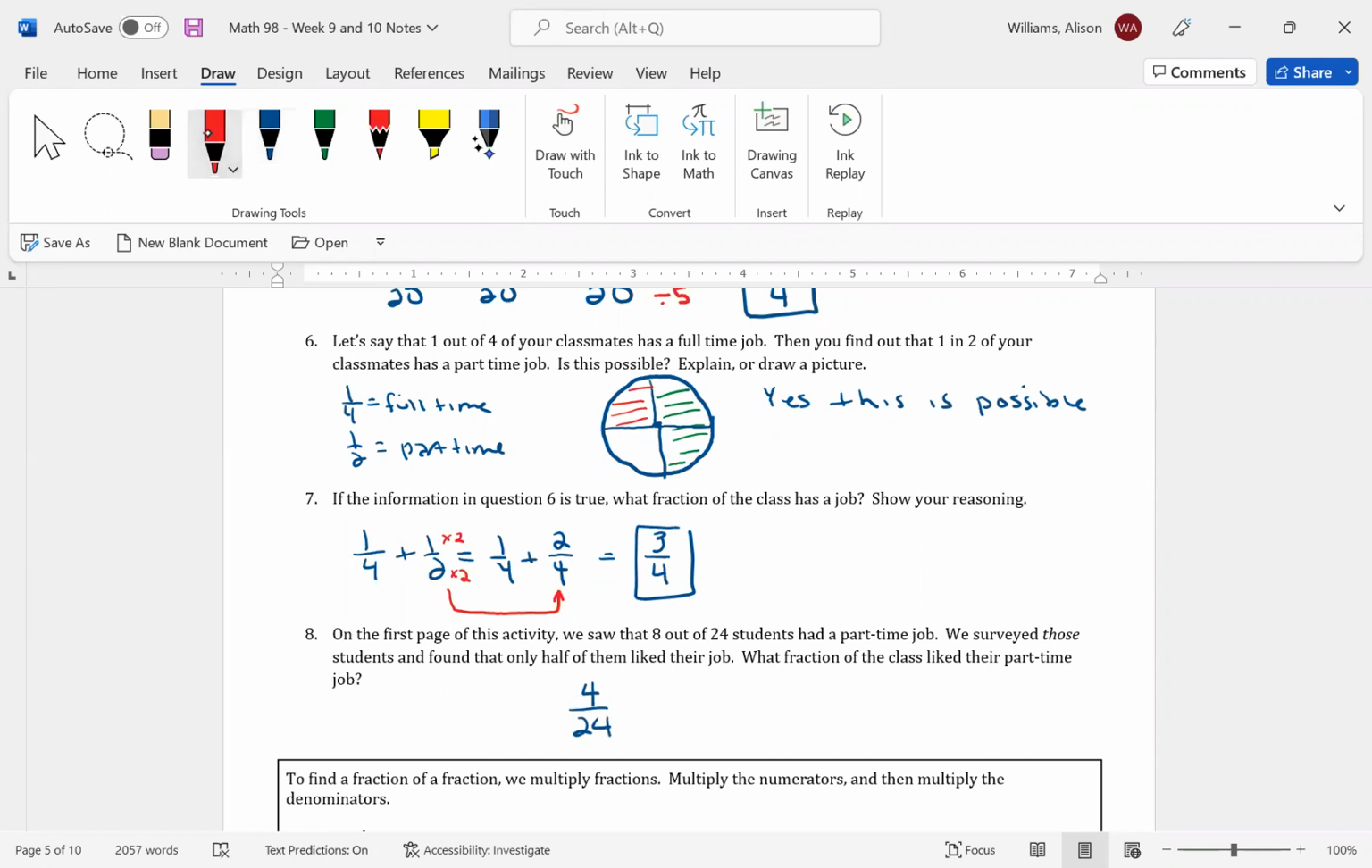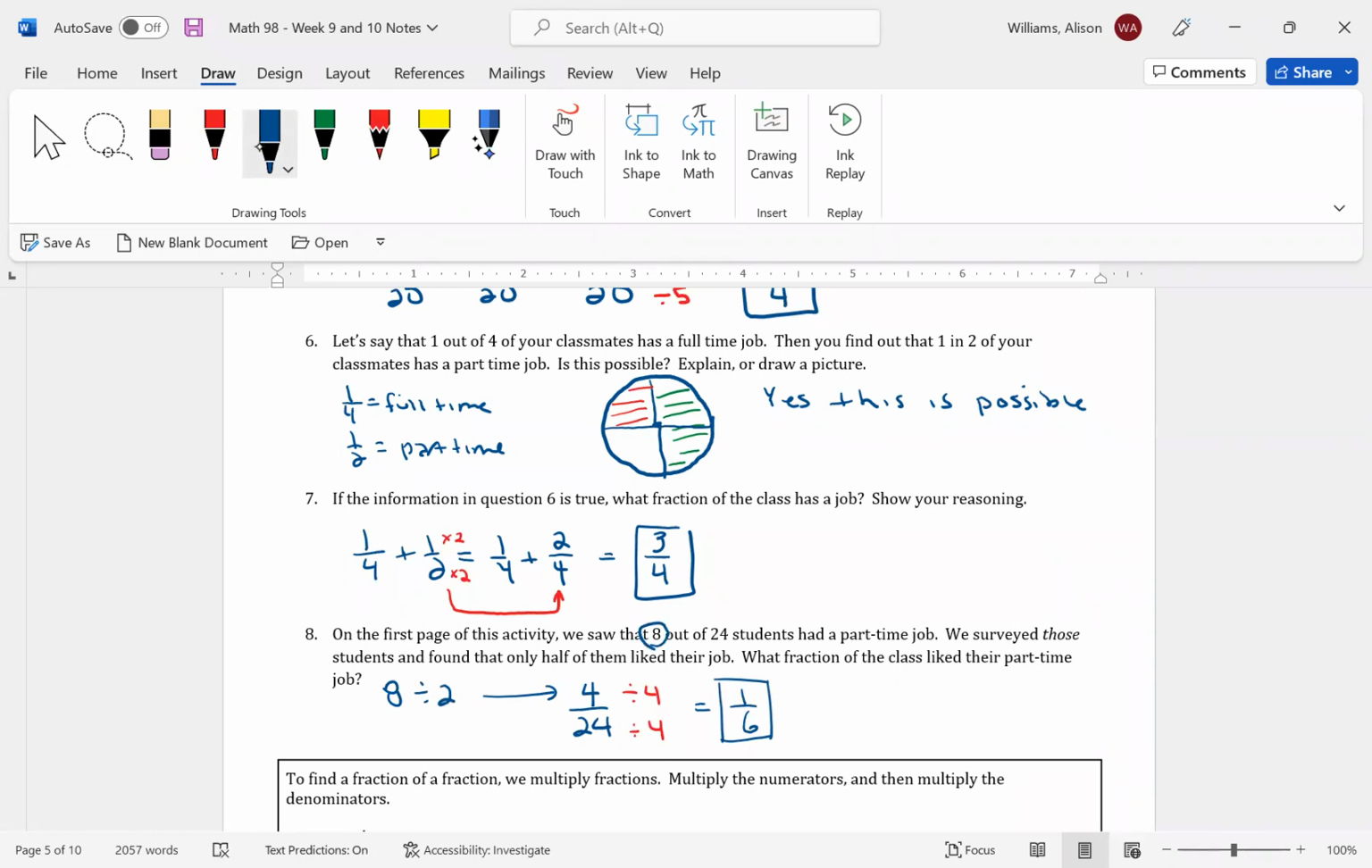Which we can reduce by 4 on top and bottom. And that gives us 1/6. Okay, now that makes sense. I basically took 8 and I cut it in half. I took 8, divided it by 2, and that's where I got that 4 from. Because there were 8 students out of 24 who had a part-time job, so I took half of the 8 students.